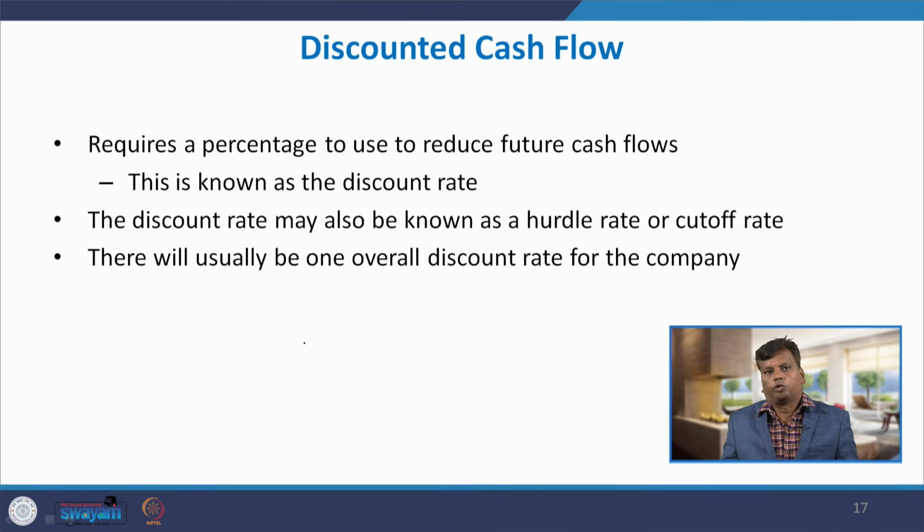This methodology requires a percentage to use to reduce future cash flows. That percentage is called the discount rate. The discount rate may also be known as the hurdle rate or cutoff rate. There will usually be one overall discount rate for the company. The company may have different projects, but when we go for discounting, we will use the same hurdle rate or discount rate for all projects.